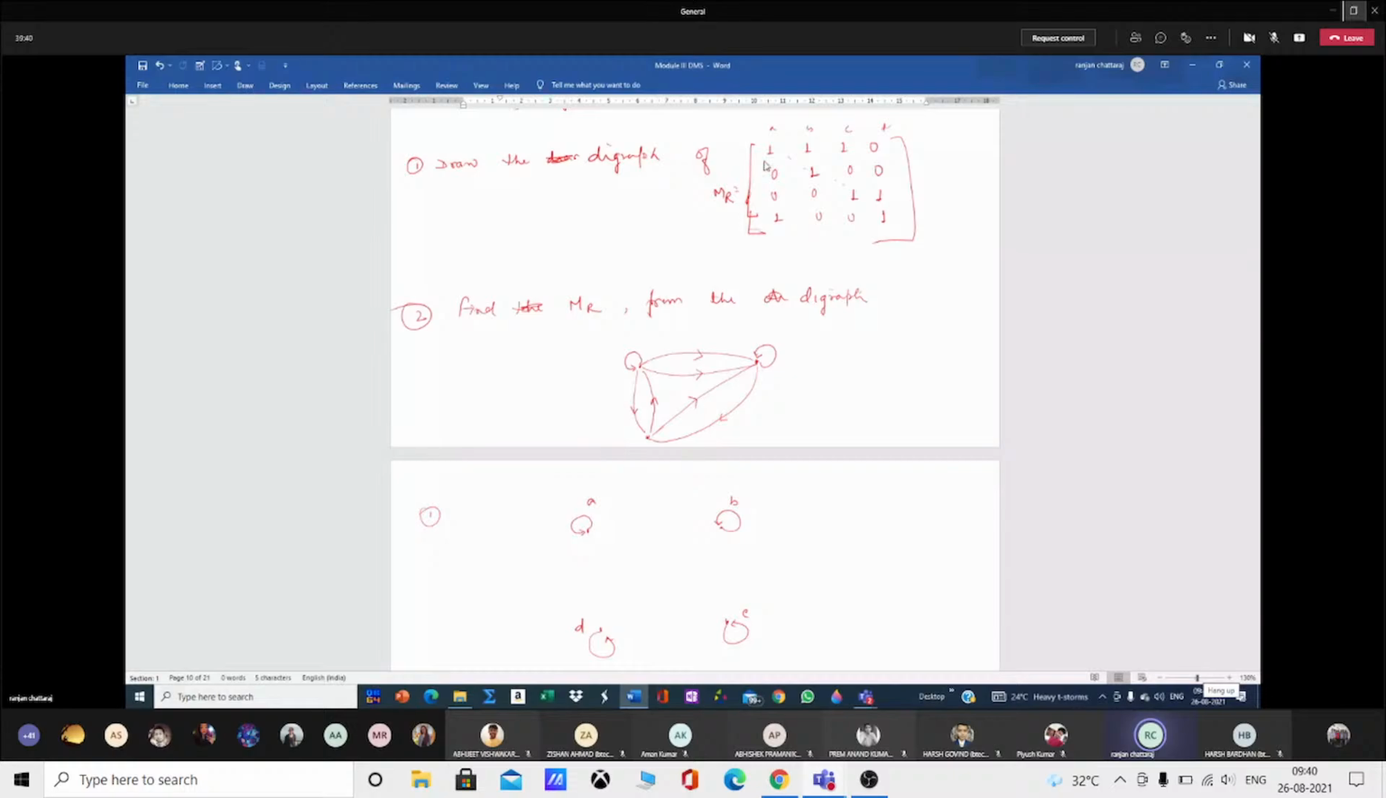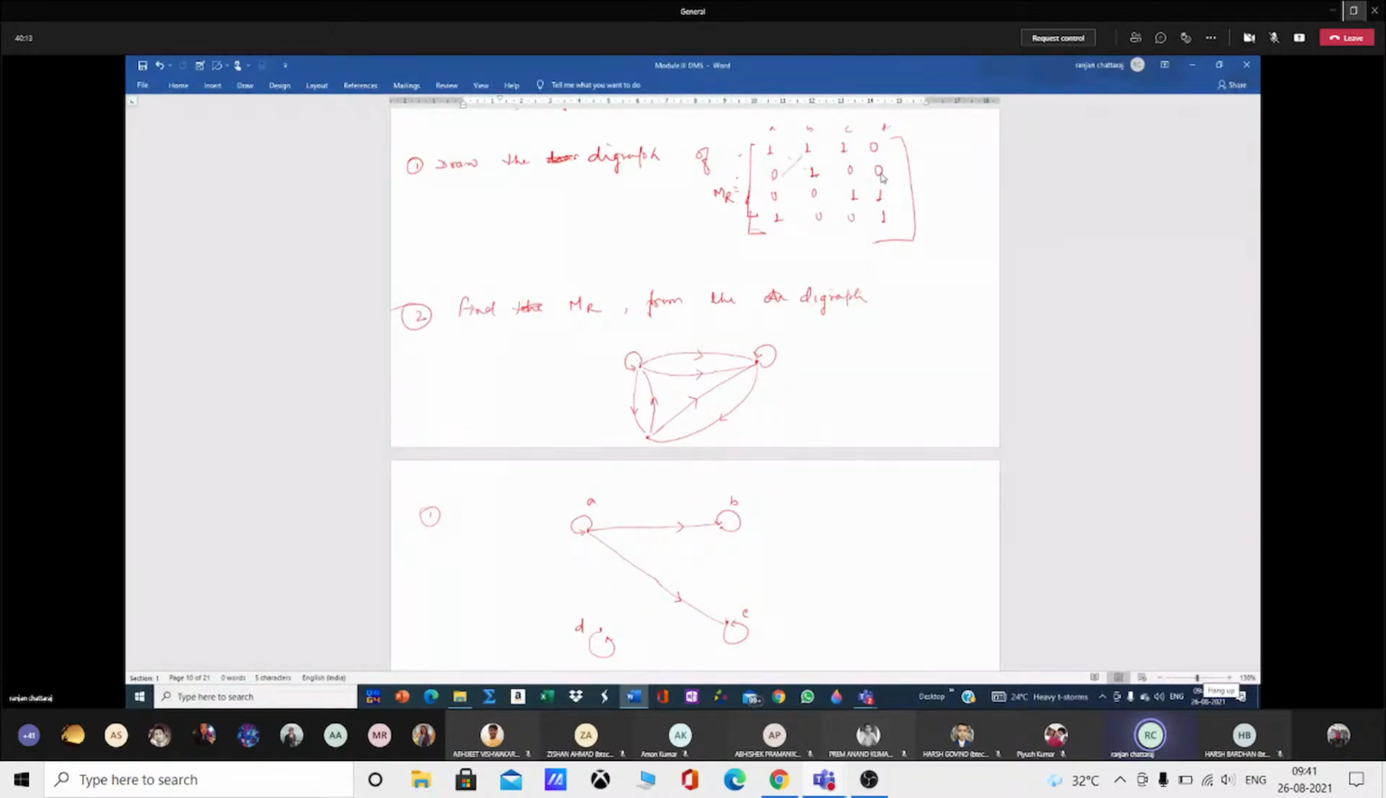Next, this is the position of A, B. We have A to B, but we don't have B to A. You see, it is not symmetric. So we have A to B direction. Then we have A to C, but not C to A. So A to C, like this.